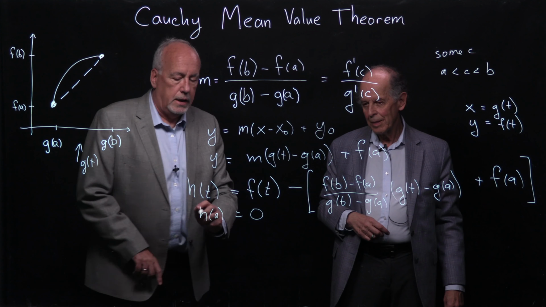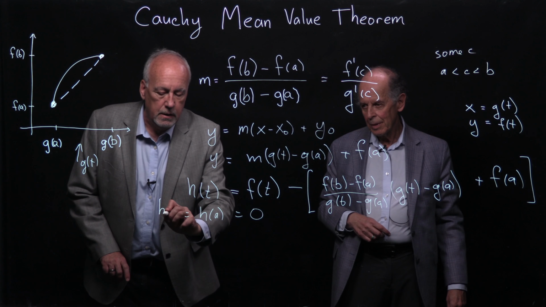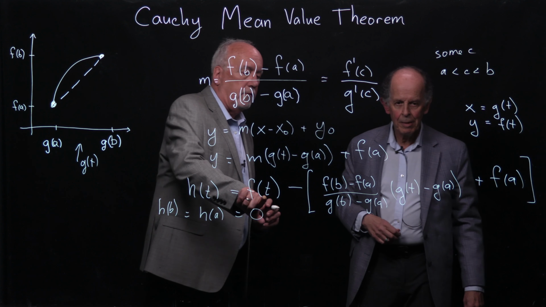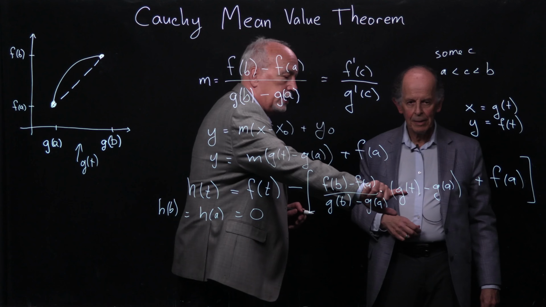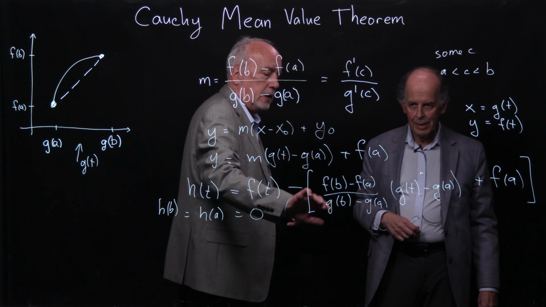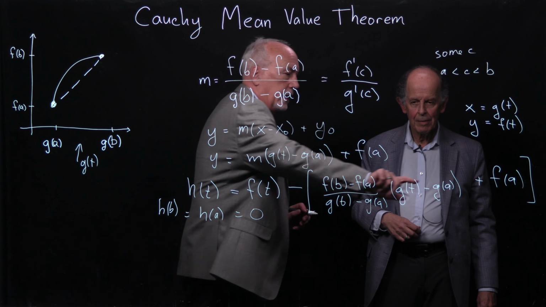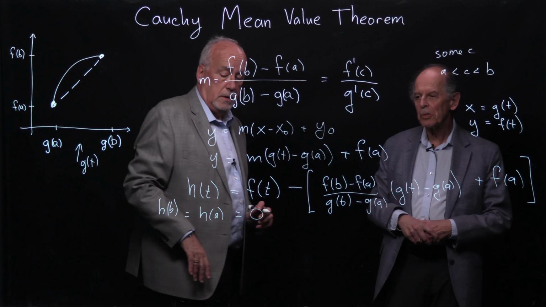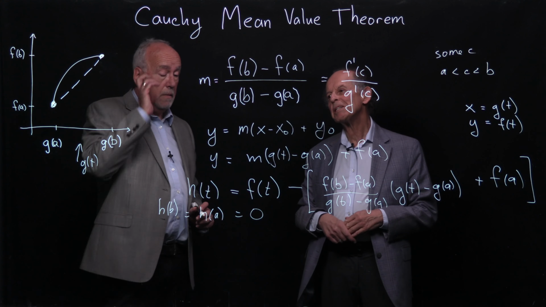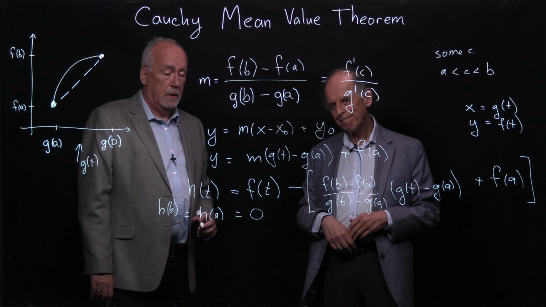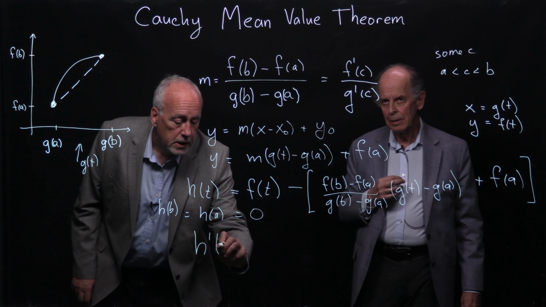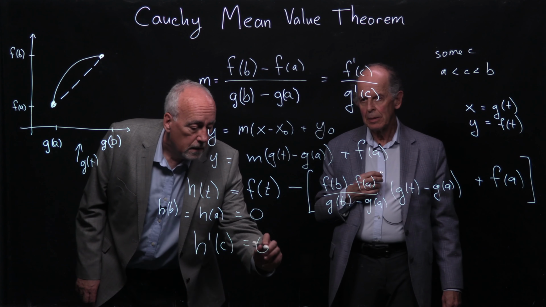And if I tried at b, I get the same thing, h of b. If I stick in here, I get f of b. Here I get a g of b minus g of a, which cancels that, giving me an f of b minus f of a. So the f of a's cancel, the f of b's cancel, so I get 0. Great. So we're in great shape to follow the same thing we did before. So that tells us h prime at some intermediate point is equal to 0.